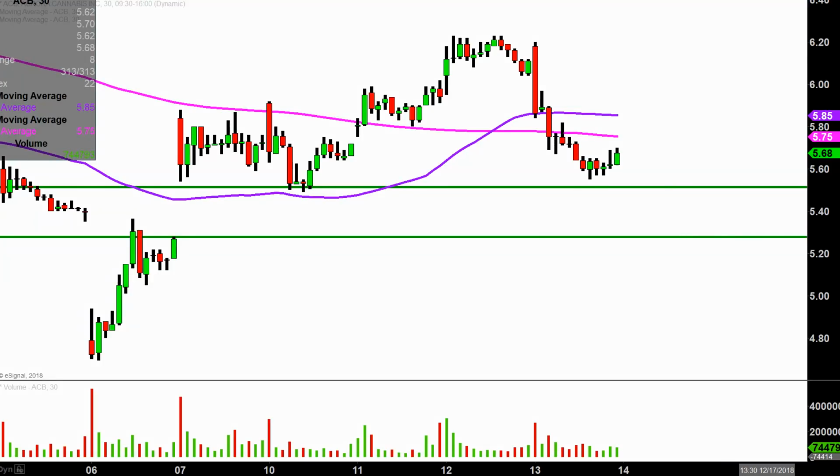As far as levels of resistance are concerned, so in the event the price does start to bounce back upwards, key levels to watch are going to be these moving averages. You have the purple line up there, the 50-period moving average, and then that pink line right there, the 200-period moving average. So watch those going forward in the event the price does start to bounce.